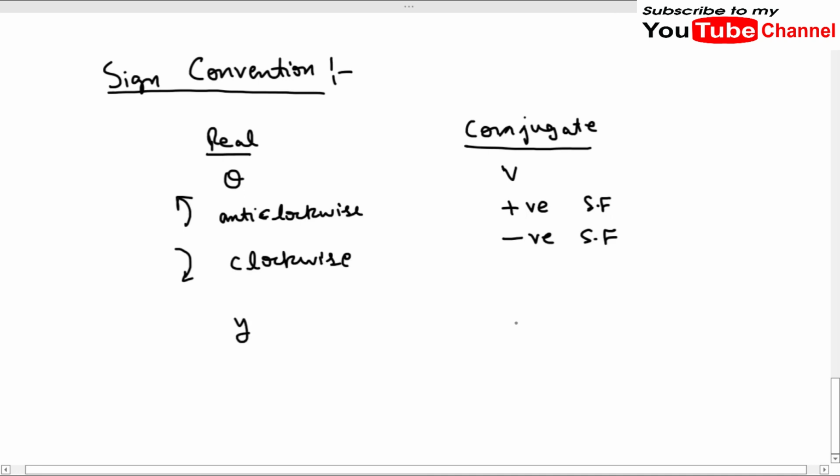In the real beam it is the deflection y and in the conjugate beam it is the bending moment. So if I get a positive bending moment in the conjugate beam, it means the deflection is upward in the real beam. And if I get a negative bending moment in the conjugate beam, it means the deflection is downward in the real beam. So this is how this sign convention works in the conjugate beam method.